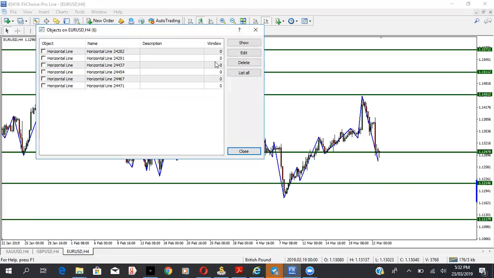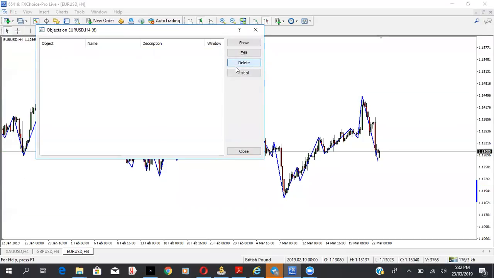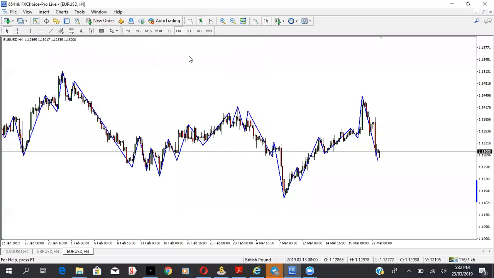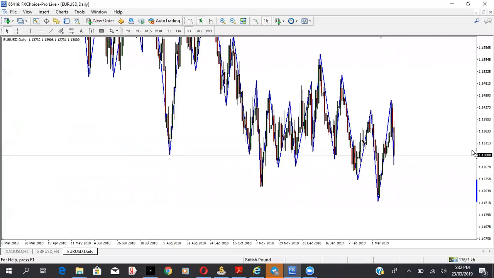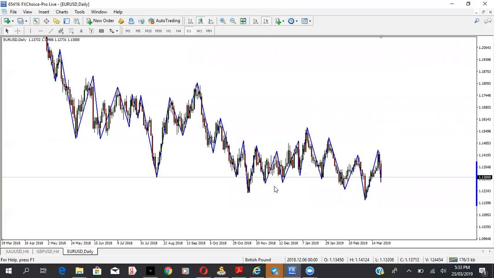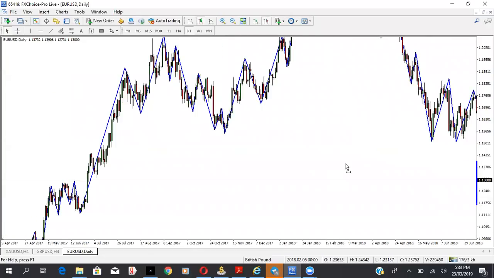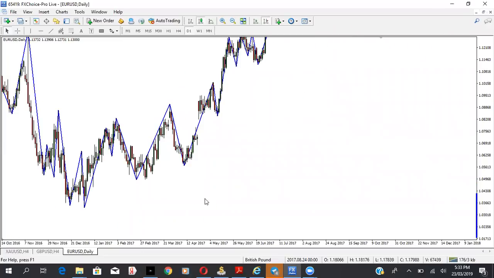Let me get rid of all these lines. So I go down to my daily. If you notice, for you to draw a resistance trend line, you need a high and a lower high to draw a falling resistance trend line. For you to successfully draw a support trend line, you need a low and a higher low.